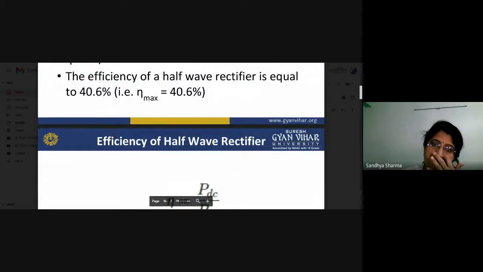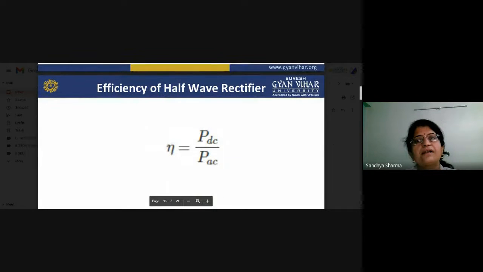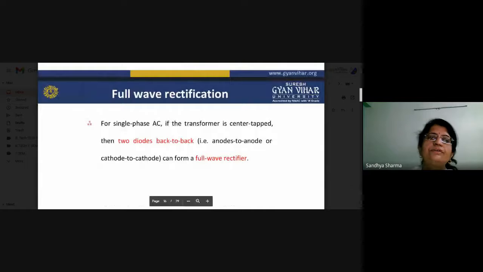Now we will see the efficiency of the full wave rectifier and half wave rectifier. So that is the equation. Now we will move to full wave rectification. So what about full wave rectification?